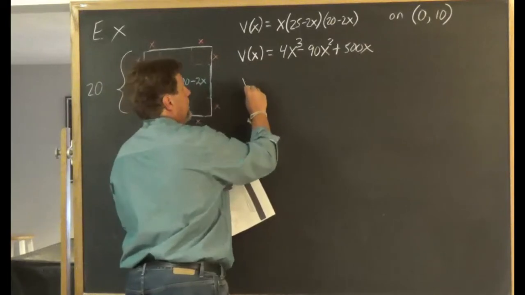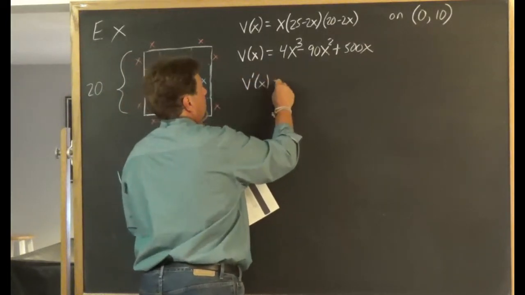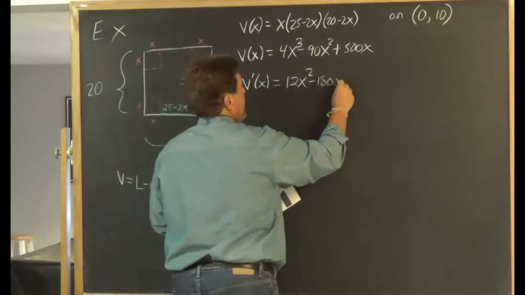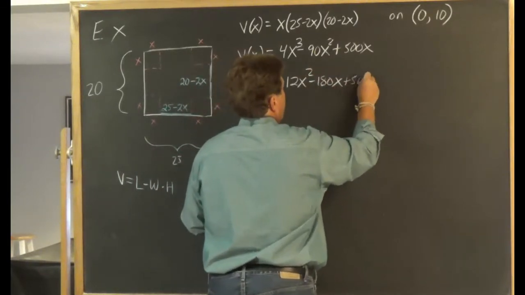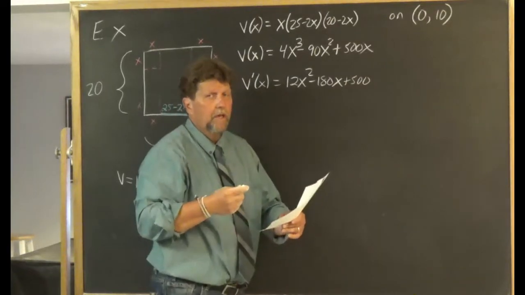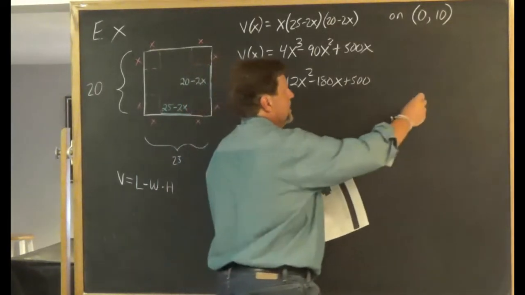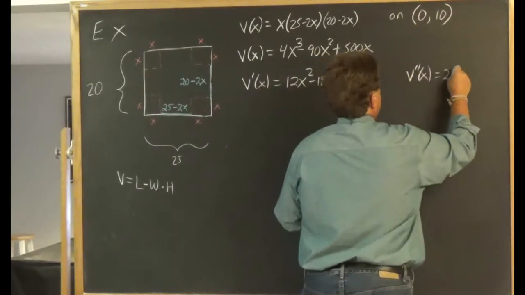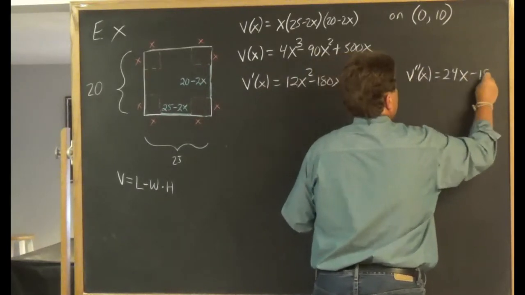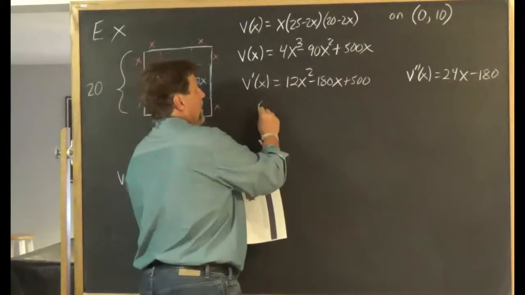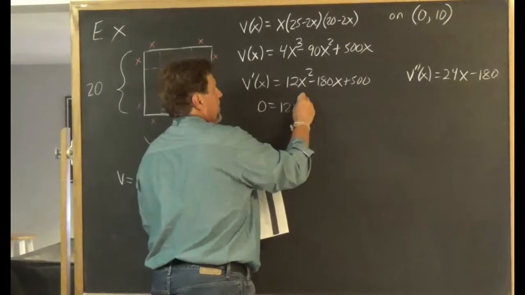All right, so we get the derivative. So the derivative is 12x squared minus 180x plus 500. And since I know I'm going to have to use the second derivative test, let me go ahead and write down the second derivative. It's 24x minus 180. So we need to know, where does the derivative equal 0?